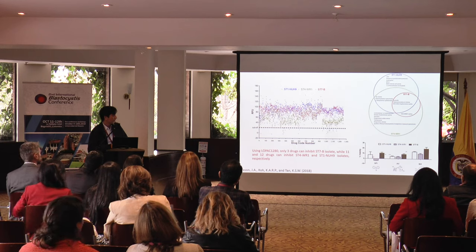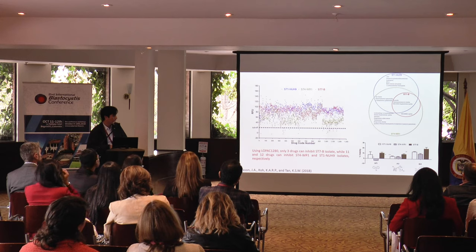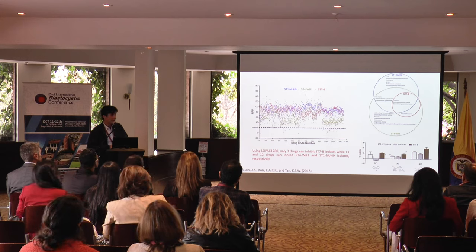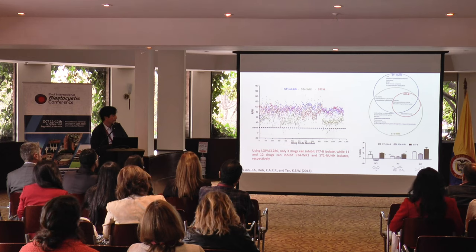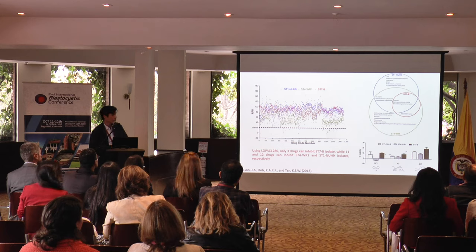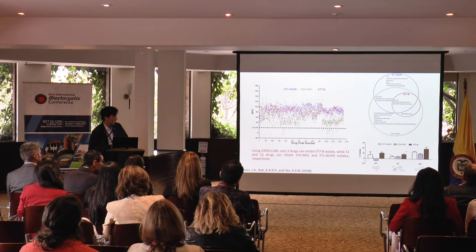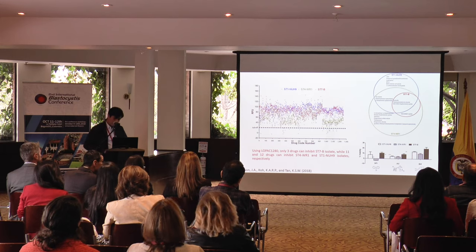So these are the four. While for subtype 4, WR1, and subtype 1, NUH9, there are 11 and 12 drugs that can inhibit them. So these are the drugs. But these three are common to all of them. Even then, when you look at these common drugs that can inhibit all of them, you can still find that subtype 7 isolates are relatively resistant.